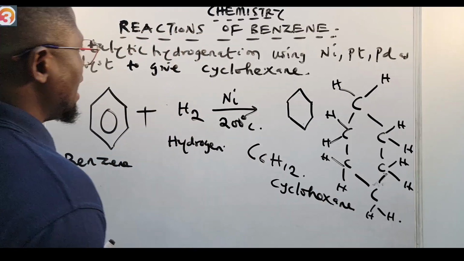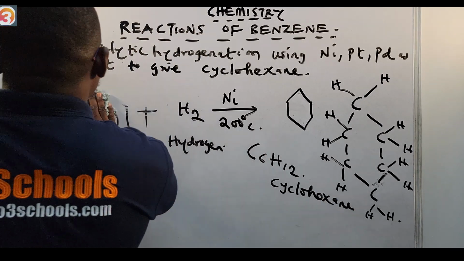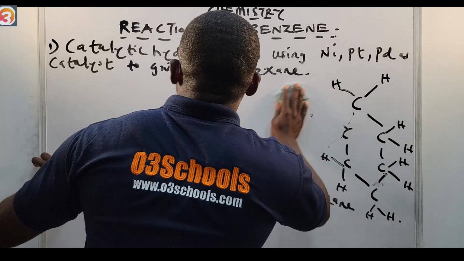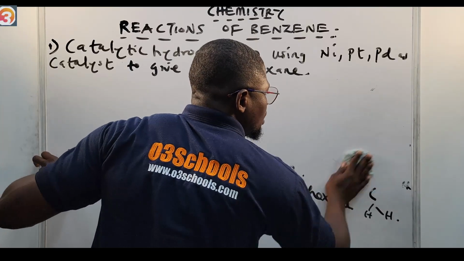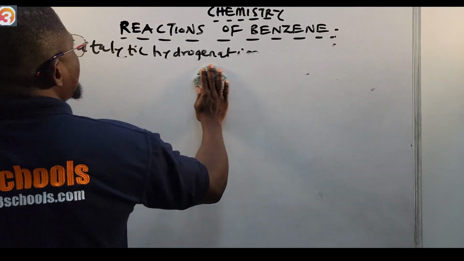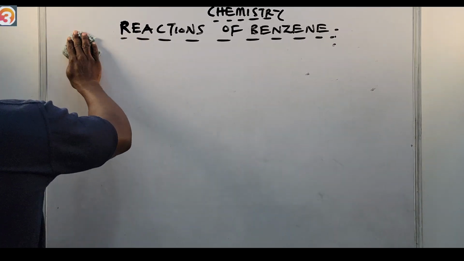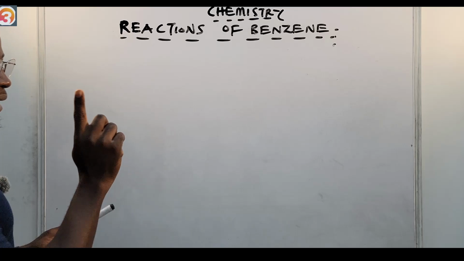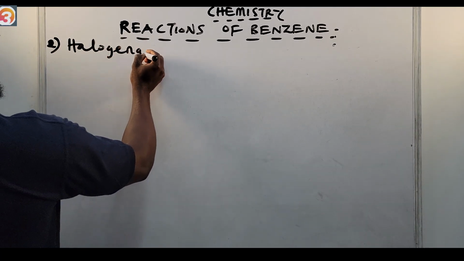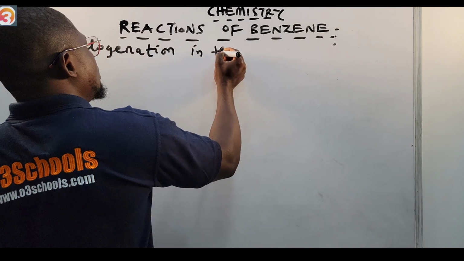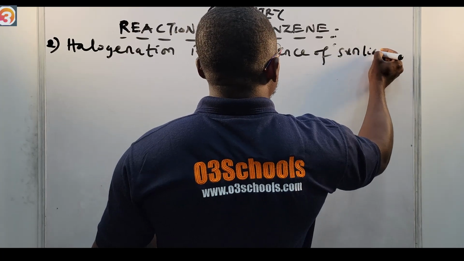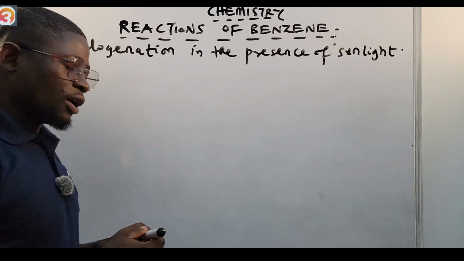So let us now see another addition reaction that benzene undergoes. That one is called halogenation, in the presence of sunlight. So let us see that. Halogenation, this time not substitution. This is addition reaction number 2, halogenation in the presence of sunlight.